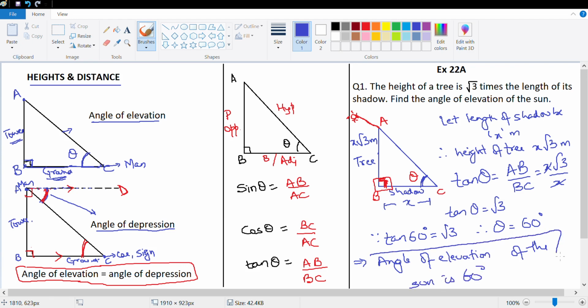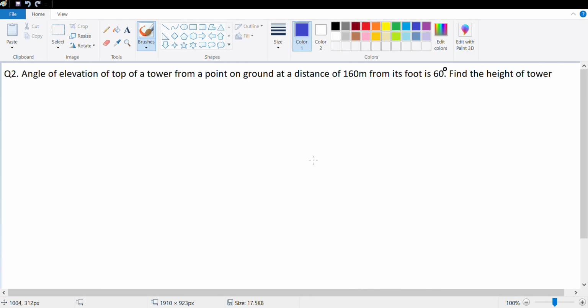Perfect. That's the question that they had. We've been able to get our solution. Good. Let's look at another question and see if we are able to solve it as easily as we were able to solve this one here.